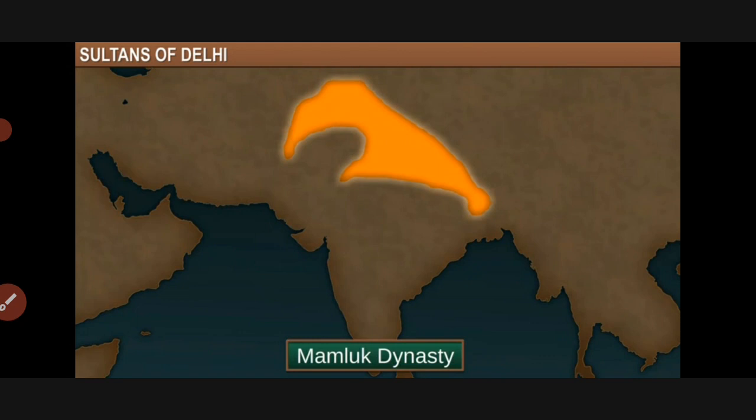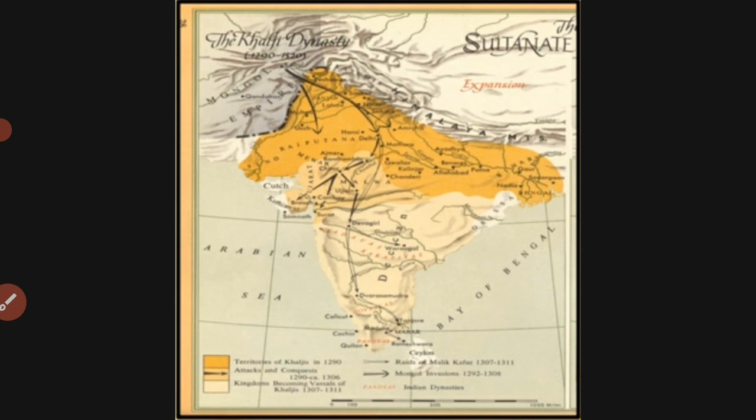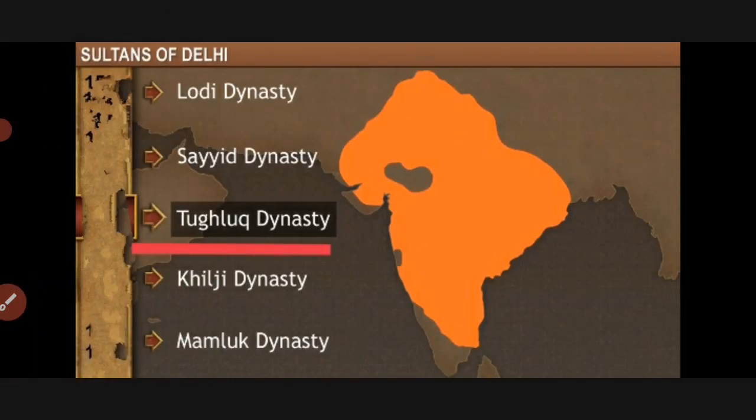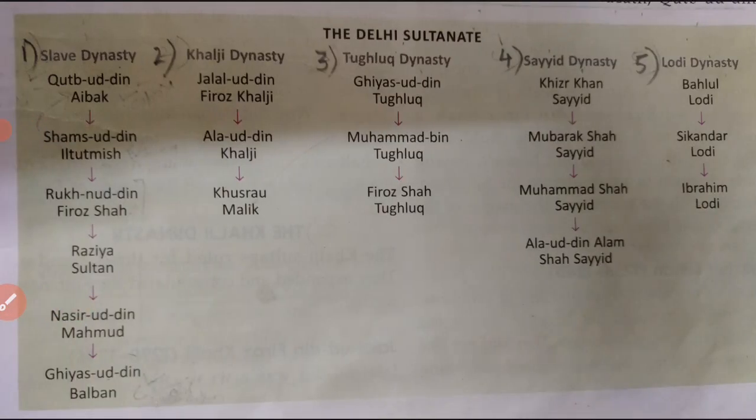Here you can see in orange color, and here you can see in yellow color, the extent of the Khalji dynasty. So here you can see the Tughlaq dynasty. It almost expanded to the whole of India. So the Tughlaq dynasty ruled for close to 100 years.